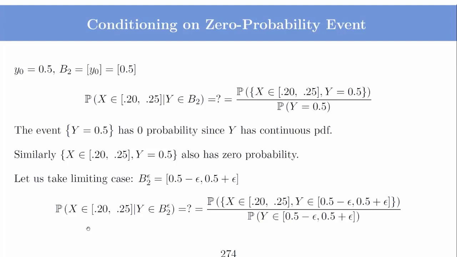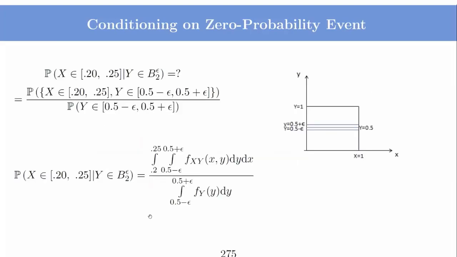Here, the probability that X belongs to 0.2 to 0.25 conditioned on Y belonging to B_2epsilon is equal to the probability that X belongs to 0.2 to 0.25 and Y belongs to this small interval, divided by the probability that Y belongs to this small interval.